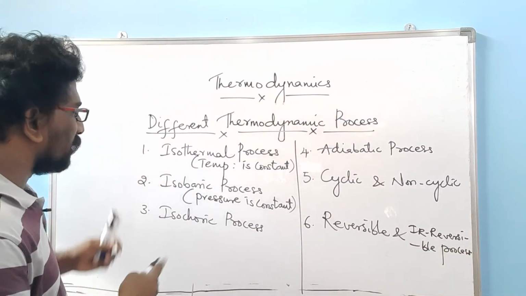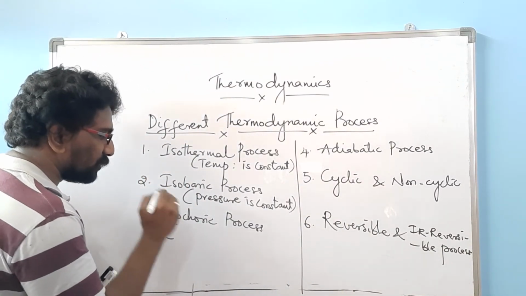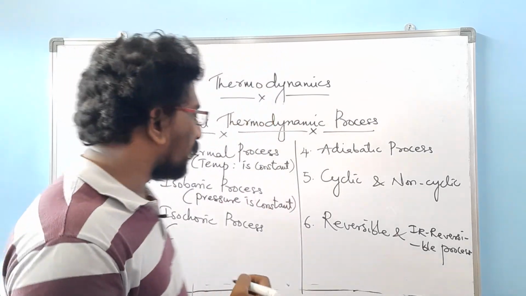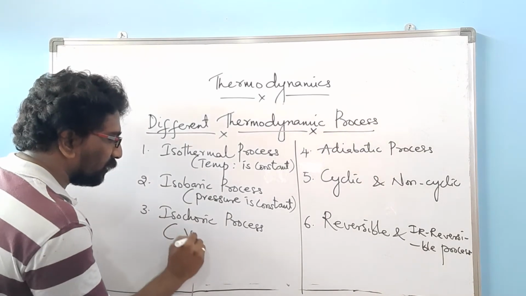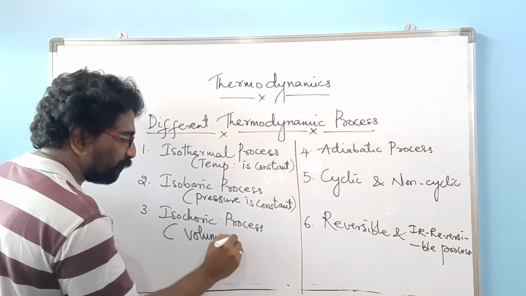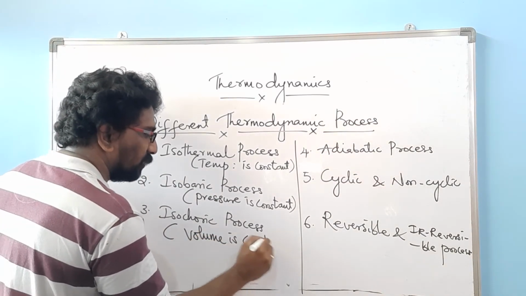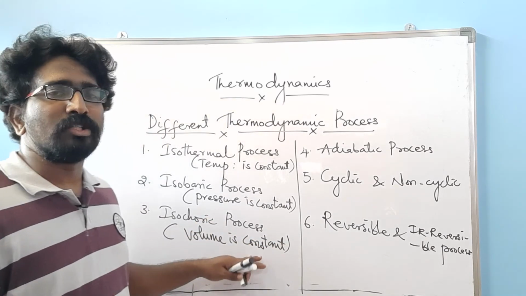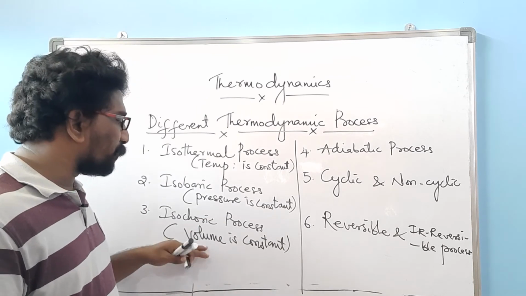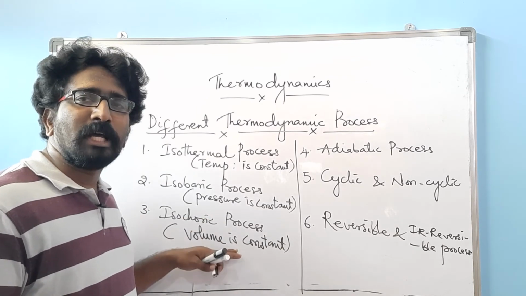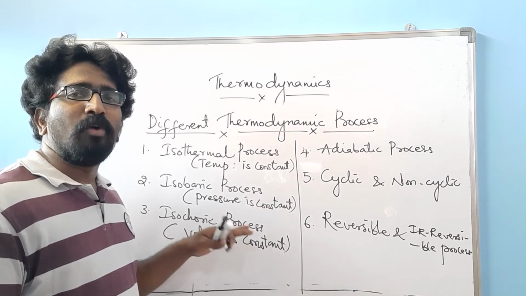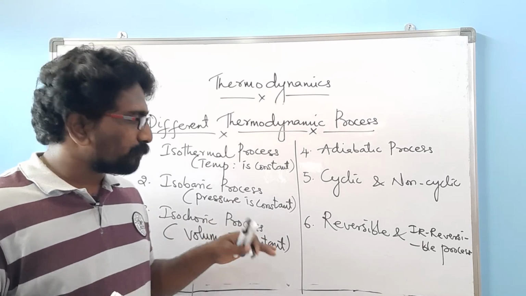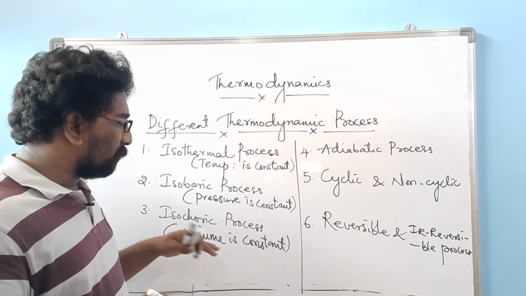Now the isochoric process is also called an isovolumic process. Here the volume is constant. It is a thermodynamic process where the volume is going to be constant. The volume is not going to be affected. So this is the isochoric process.